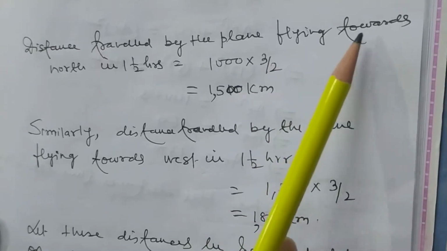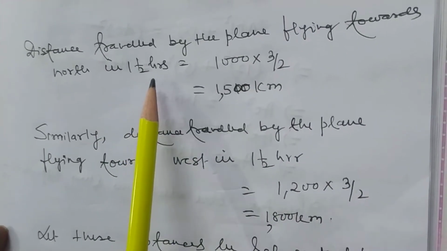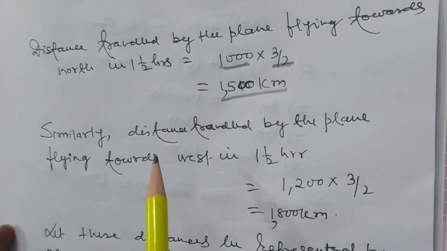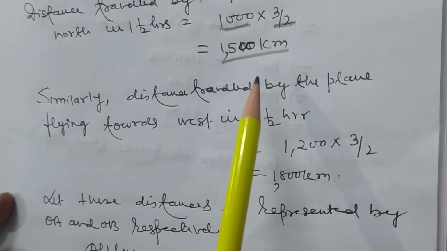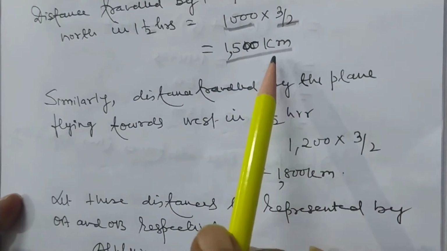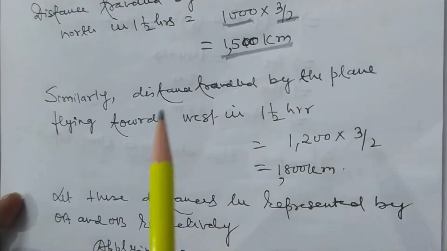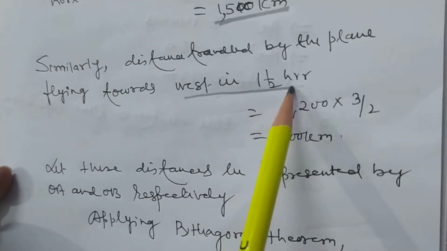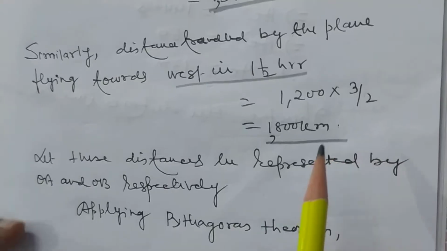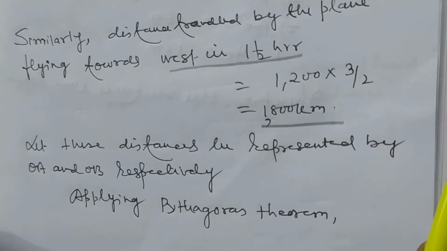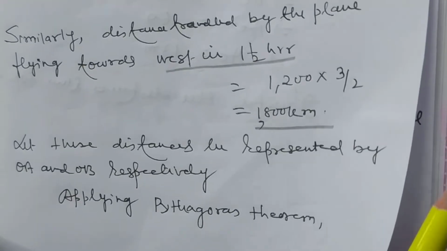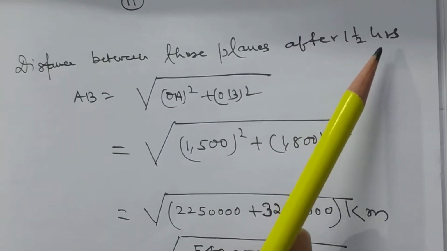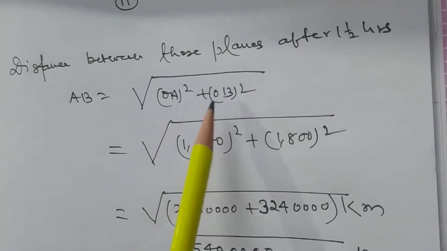The distance traveled by the plane flying towards north in 1.5 hours is equal to speed times time. It will give you the distance covered by the aeroplane in 1.5 hours, which is equal to 1500 km. Similarly, the distance traveled by the plane flying towards west in 1.5 hours is equal to 1800 km. Let the distances be represented by OA and OB respectively. Applying Pythagoras theorem, the distance between these planes after 1.5 hours is AB, that is, OA square plus OB square.